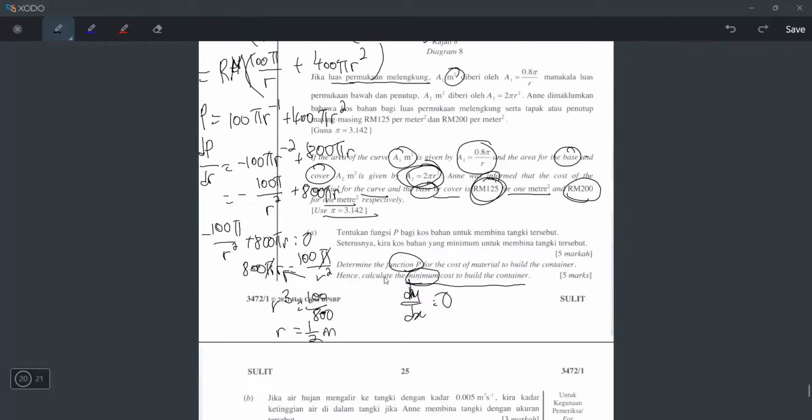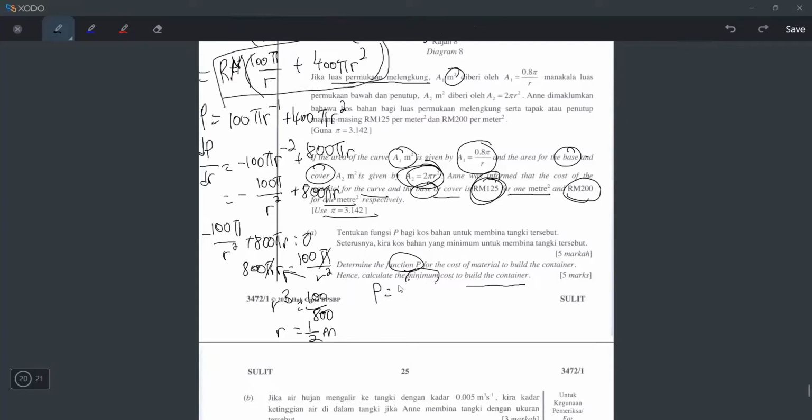Okay, so calculate the minimum cost. If the question says calculate minimum radius, then that's the answer. This is the answer, 1/2. But they say minimum cost. So what you have to do is substitute the 1/2 back into the original equation. What's the original equation? This one.